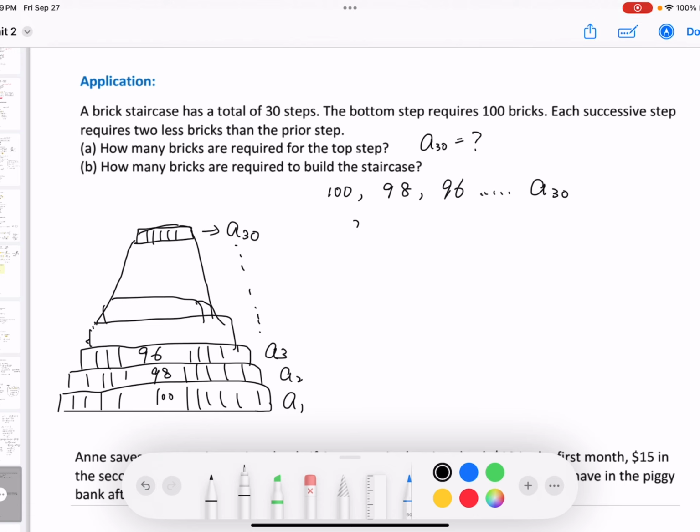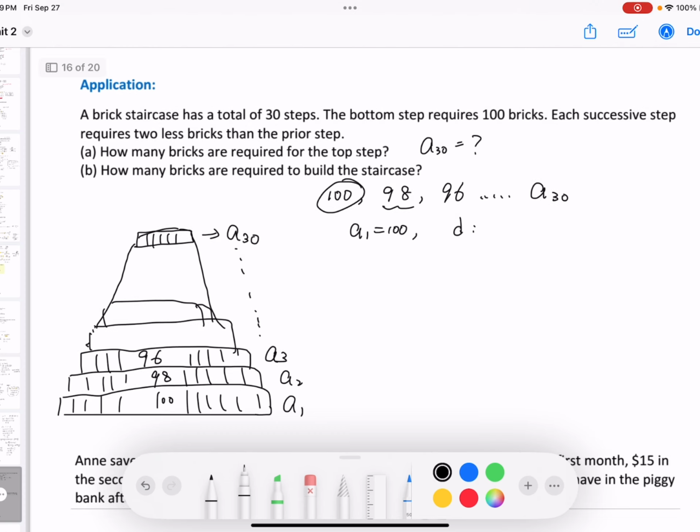A sub 1 is 100. And what is D? Common difference. For the common difference, I'm using the next one minus the previous one. So you can also use 96 minus the previous one, 98. So D is equal to, we can say, 98, or A sub 2, minus 100, which is negative 2.